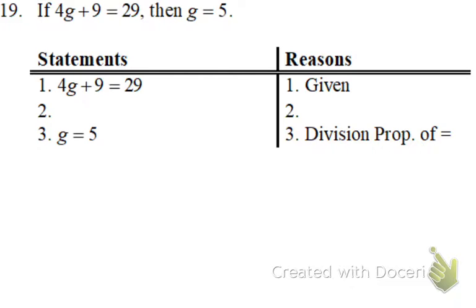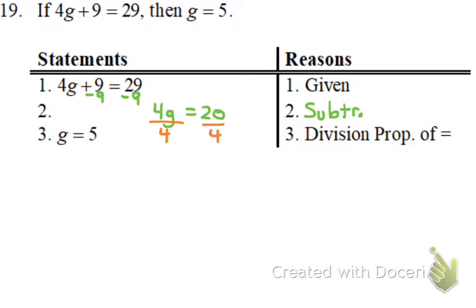All right, here to get rid of plus 9, we'll subtract 9. Subtraction property of equality allows us to subtract the 9 from each side. And then our final step would be to divide both sides by 4, and you see a result of g equals 5. If you want to show that, you can do it right like this.